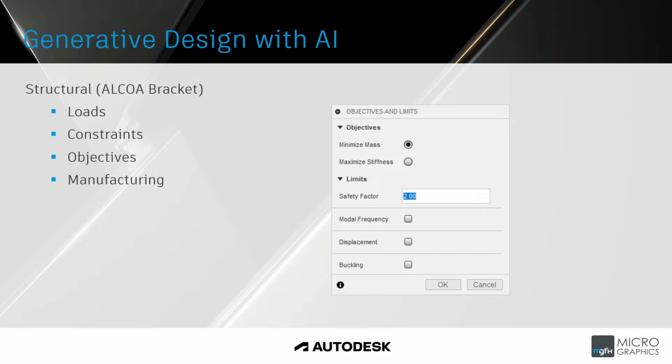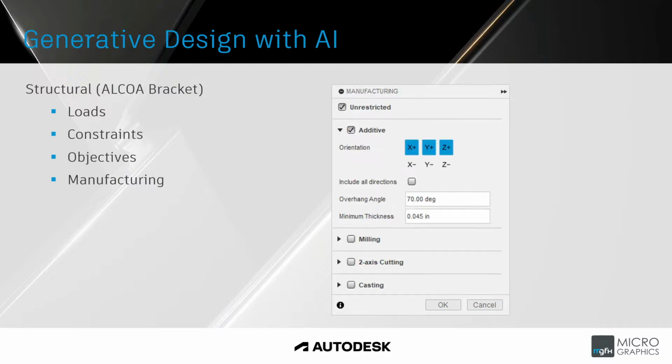You can see there that we can also maximize stiffness. So if deflection is a worry in the component, we can maximize stiffness. There's also modal frequency, displacement, and buckling that can be optimized for. Then lastly, you can choose the manufacturing process. So for this example, it was said that we're going to create an unrestricted shape. Just create anything, the strongest bracket possible. We'll figure out how to make it afterwards. And then additive is checked there as well.